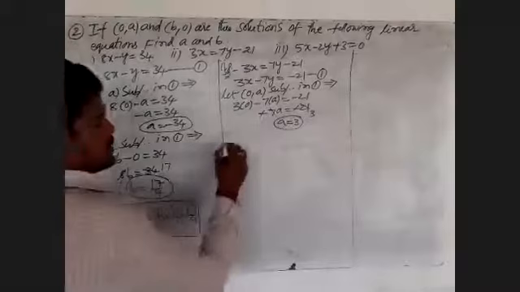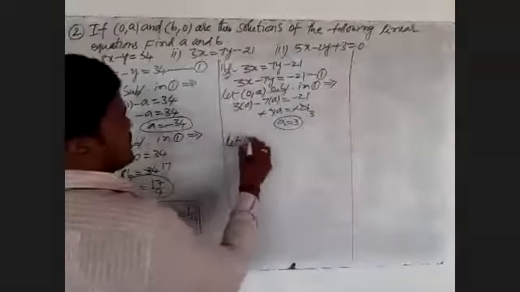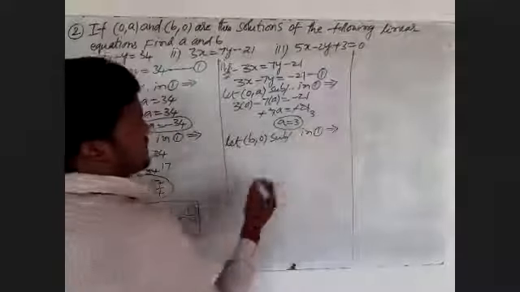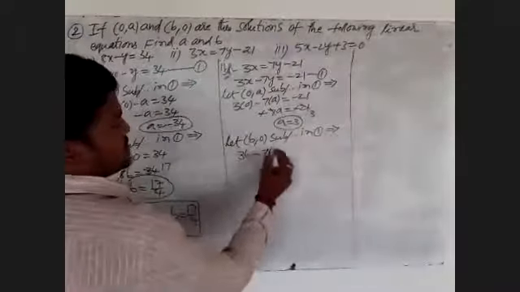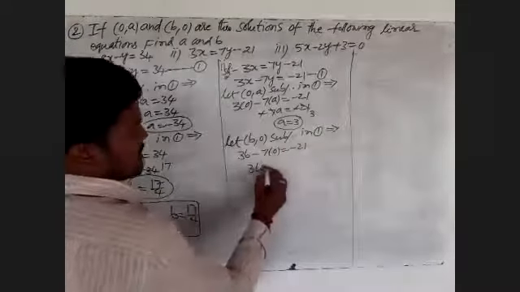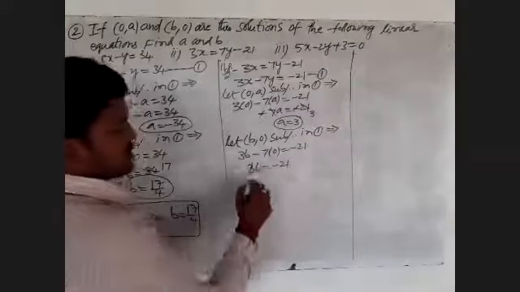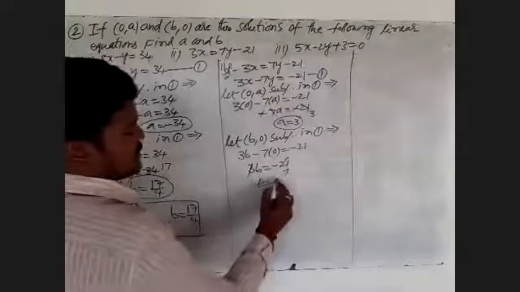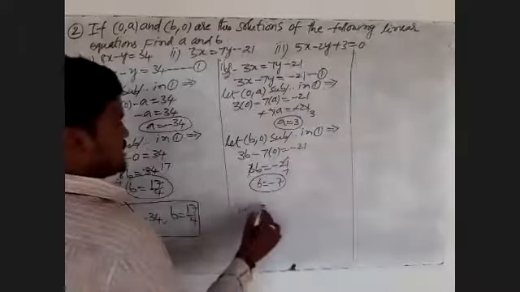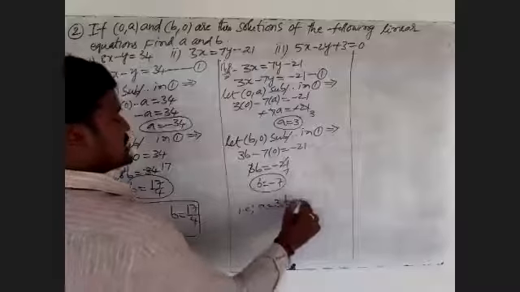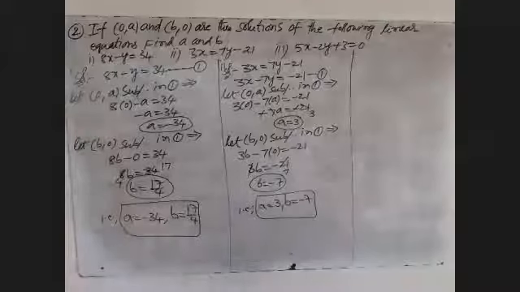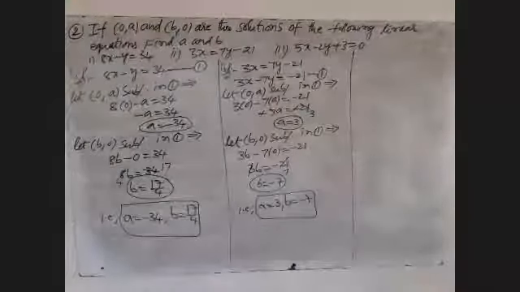After that we take the point (b, 0) and substitute it in 1. We write 3 into b minus 7 into 0 is equal to minus 21. So 3b is equal to minus 21, and dividing by 3, b is equal to minus 7. So a is equal to 3 and b is equal to minus 7. These are the values of a and b. Now I am going to the third one.